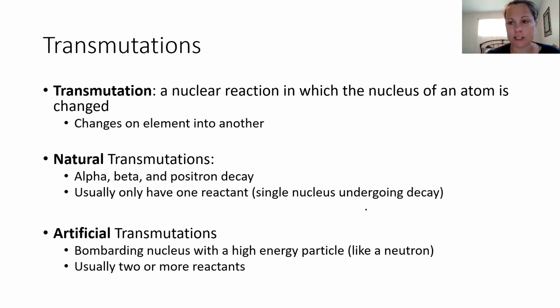All right, so definition time. A transmutation is a nuclear reaction where you change the nucleus of an atom. That's what we've been doing. We're changing one element into another. That is called a transmutation.